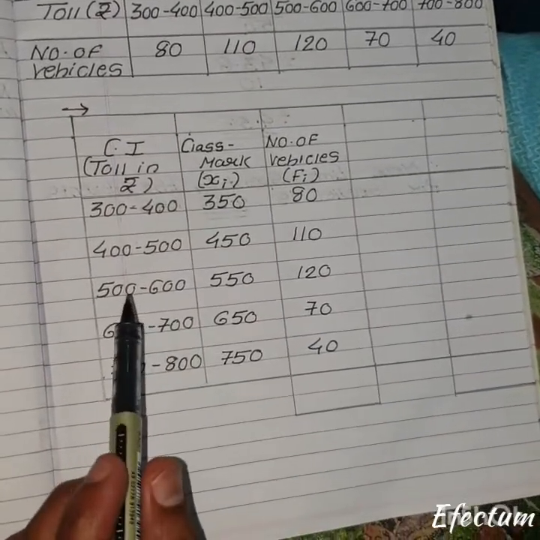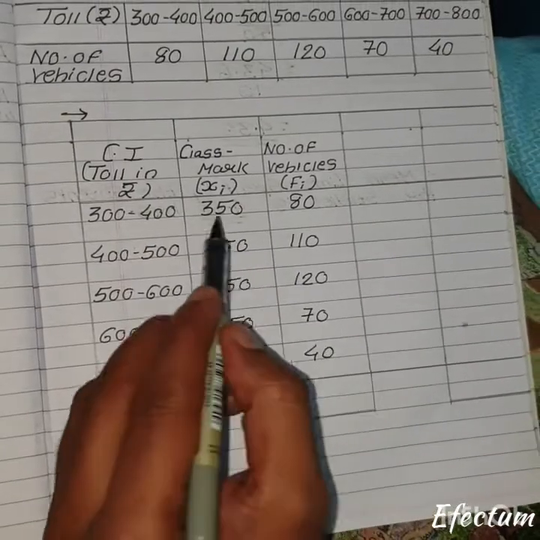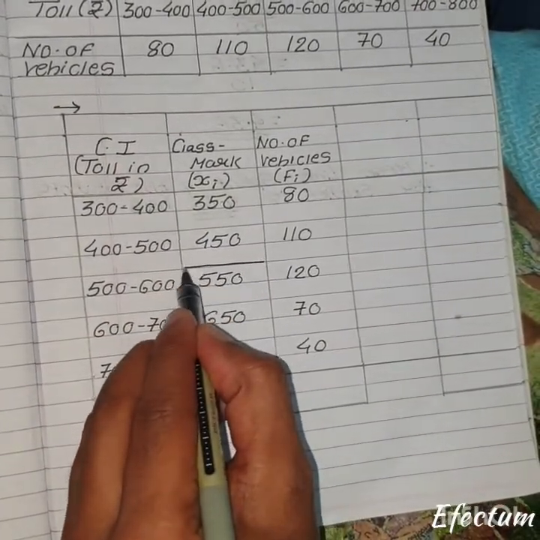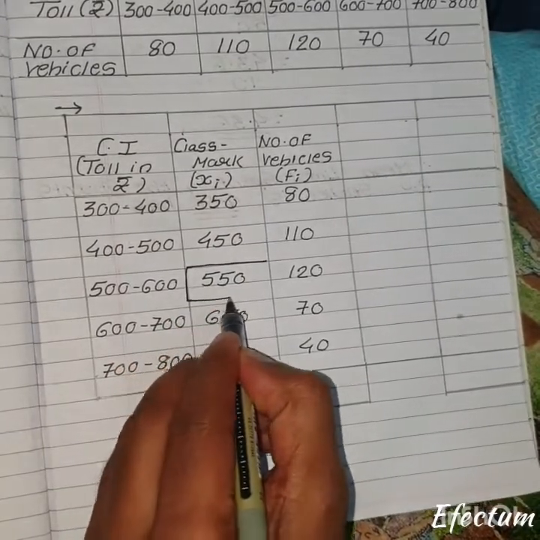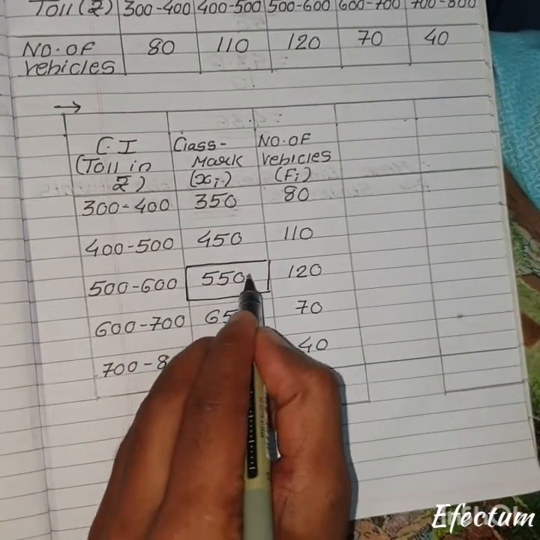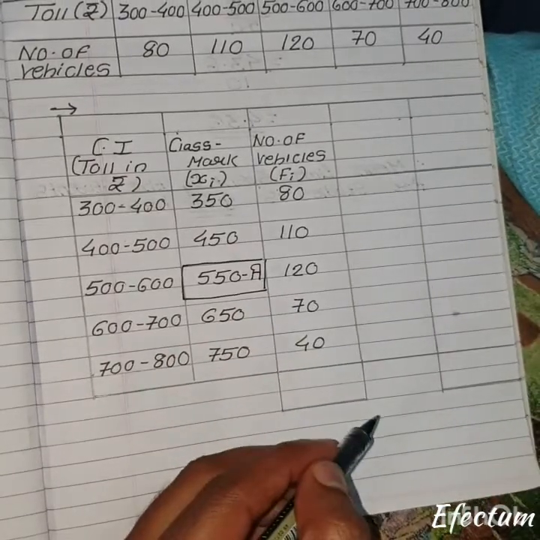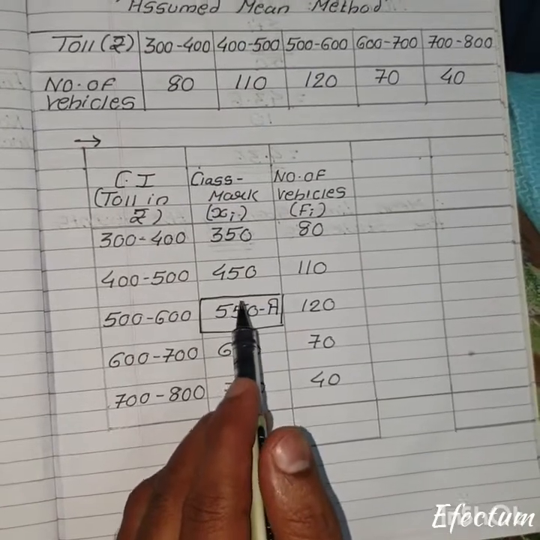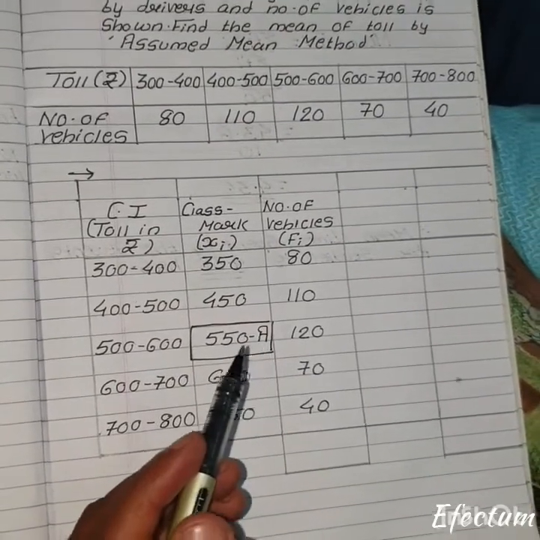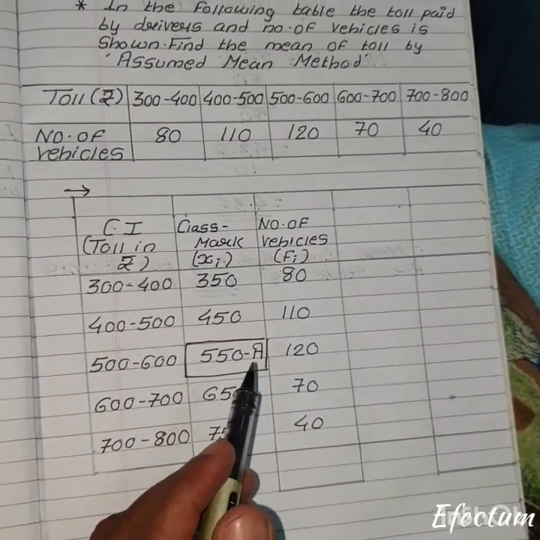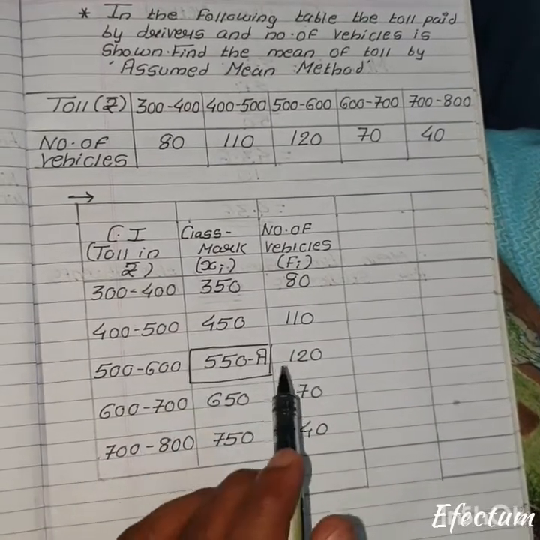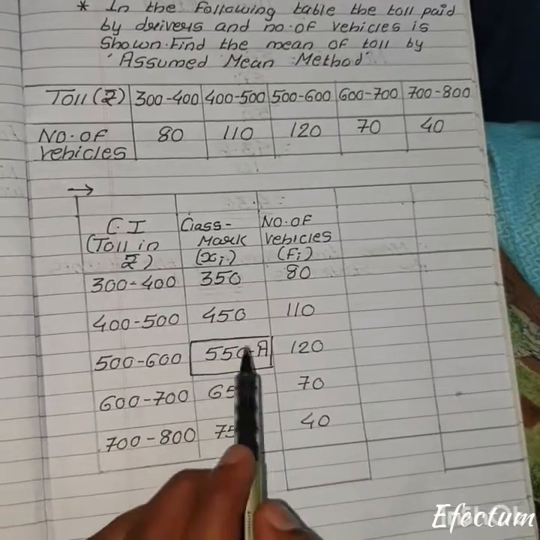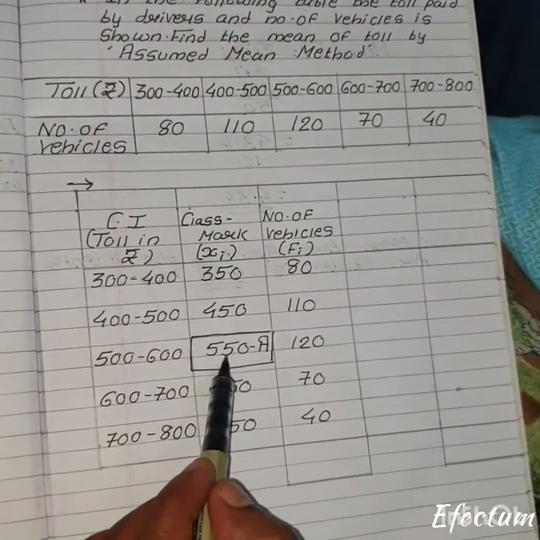So we will consider the middle value as a. So 1, 2, 3. So in this case we have considered the value of a as 550. Since the number of values were odd, we easily got the middle value. If the number of values are even, suppose there are 6 values, so students can consider either the third value or the fourth value as a. So in this case we have considered a is equal to 550.